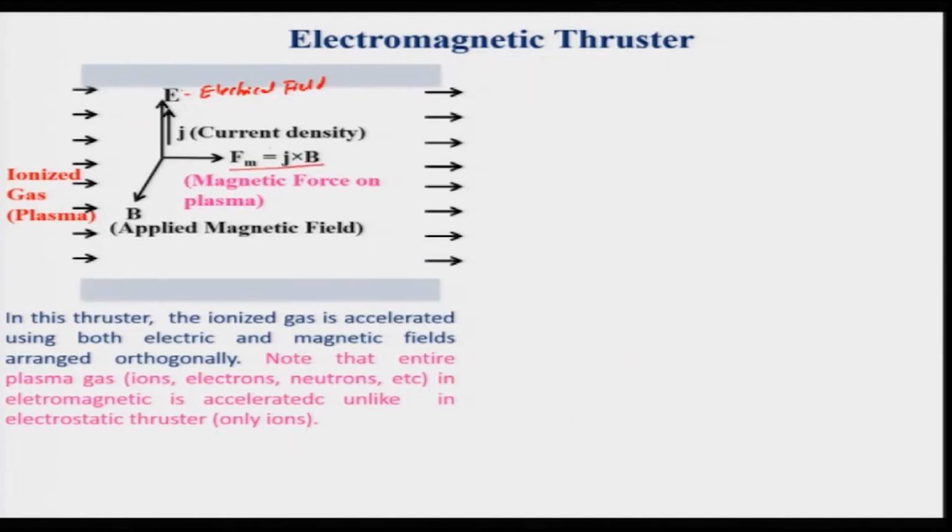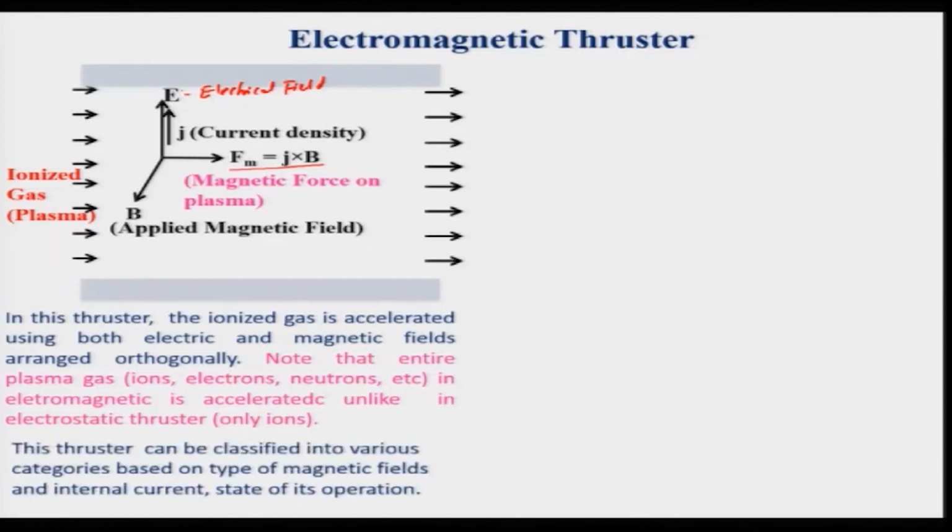This is Fm, that is the magnetic force on the plasma, equal to the cross product of J and B. J is your current density and B is your magnetic field, and the plasma will be accelerated, unlike in the electrostatic thruster where only ions are used, not the others like electrons and neutrals of the plasma. That is the difference between the electromagnetic and the electrostatic thruster as such.